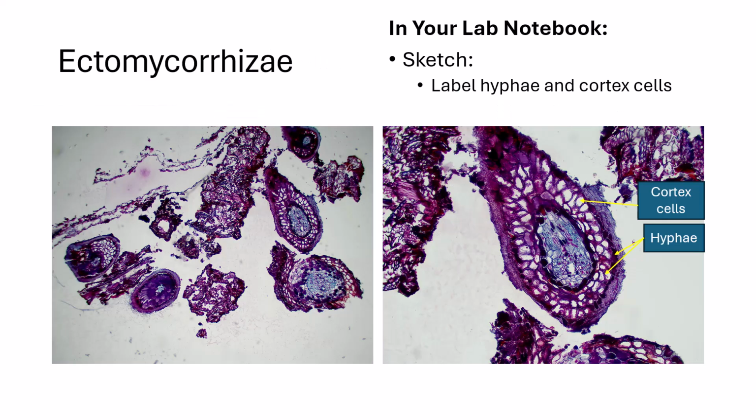Next, look at the prepared slide of ectomycorrhizae. Under low power, focus on where most of the fungal tissue is located relative to the root. Then look at the higher power and observe how far into the cortex the fungal hyphae extend. Remember, in ectomycorrhizae, the hyphae do not enter the cortex cells themselves. Sketch what you see in your notebook and label the hyphae and the cortex.